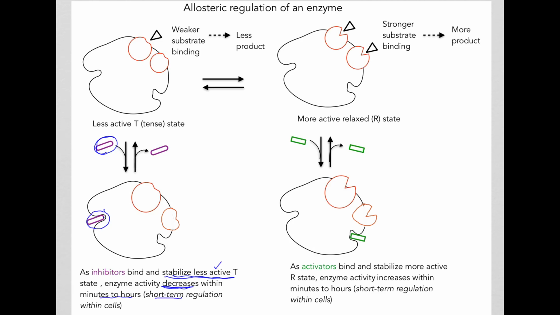Now, on the other hand, if the modulator was an activator, then when that binds to the enzyme, it will stabilize the more active R state. So in the presence of an activator, most of the enzyme will be found in the more active R state, which means the enzyme activity will now increase.